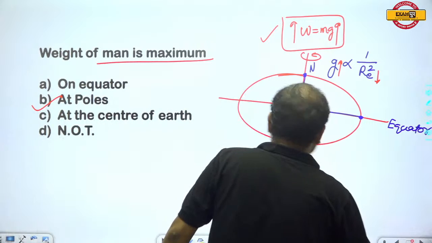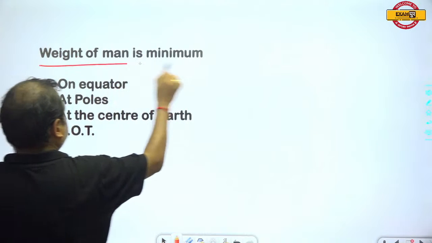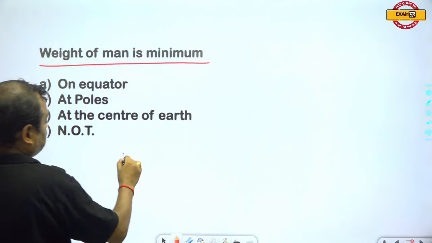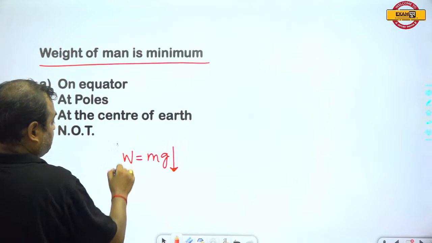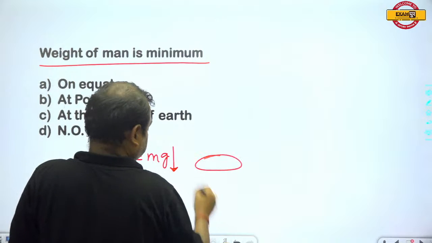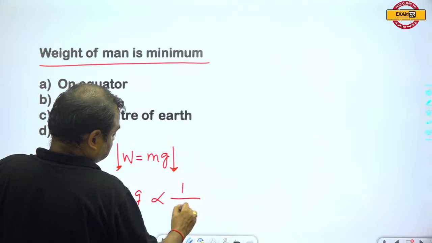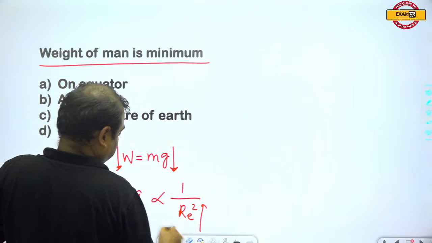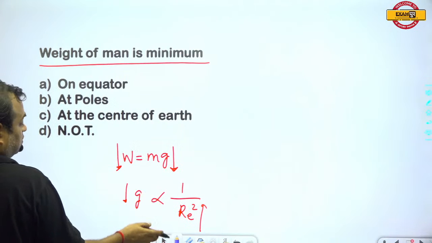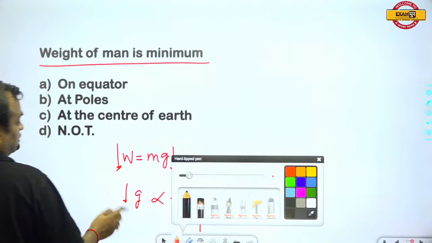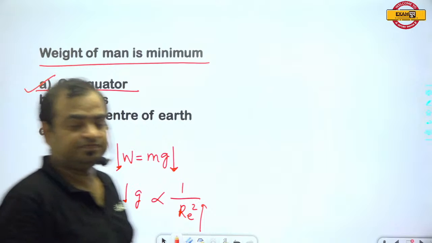Again, weight of man is minimum. I have already explained that W is equal to m into g. When the value of g is minimum, the weight will be minimum. g will be minimum where the radius of earth will be maximum. It means equator. So A will be the correct answer.